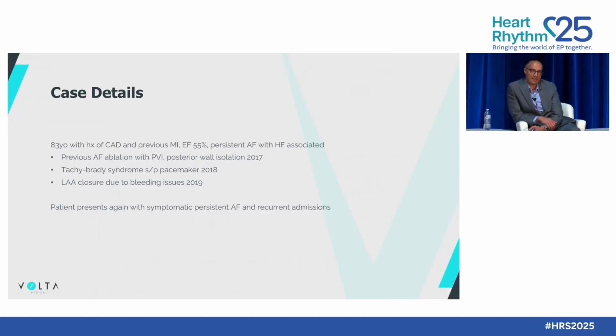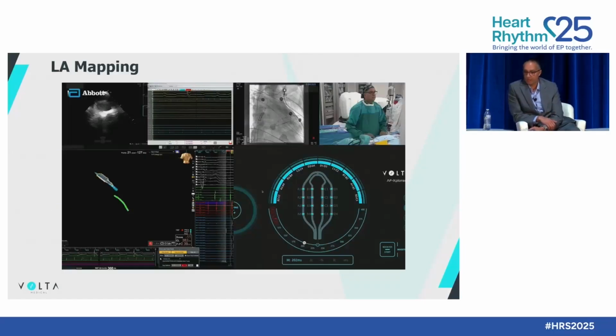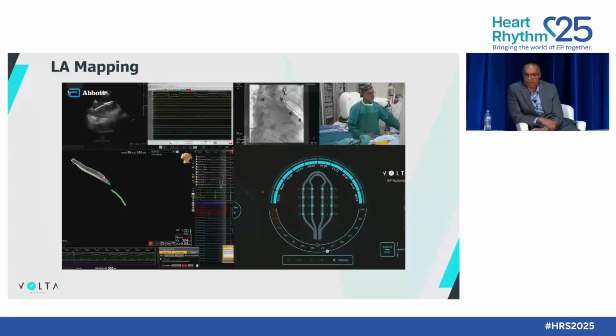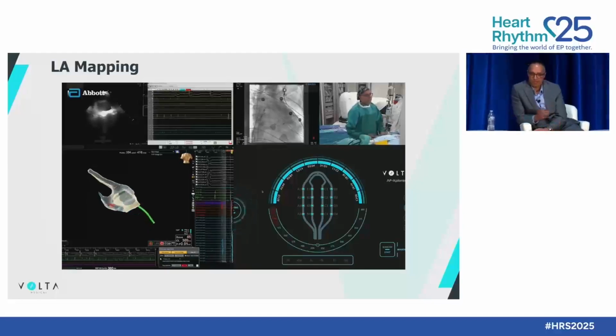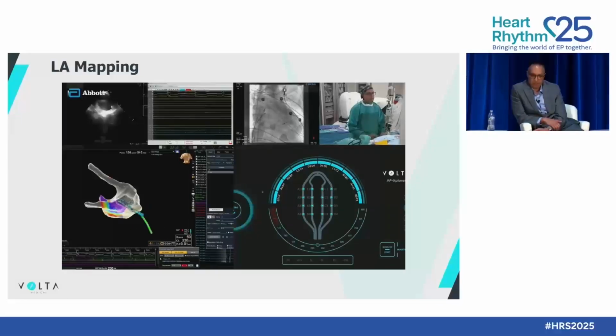So as Paul said, we normally show our best cases, but unfortunately he continued to struggle with fib, very symptomatic with it, multiple hospitalizations. So I needed to do something for him. And so I did bring him back to the lab. And so I'm going to show this map that we did. Again, Paul showed a case with Cardo. This is a case with InsightX.